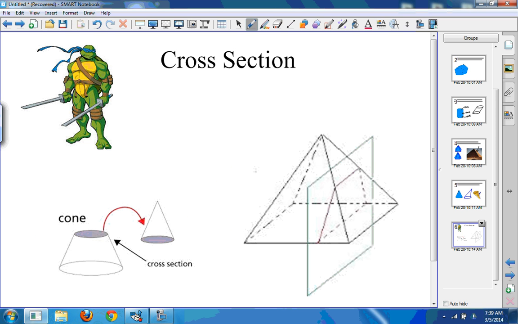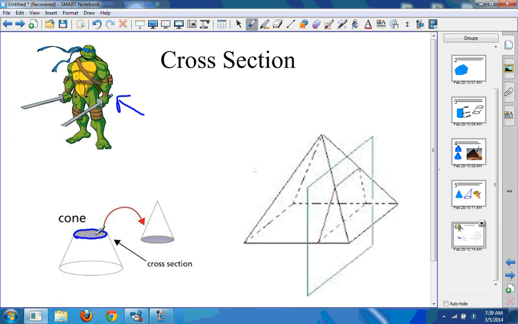The last thing I want to talk about is cross sections. Imagine my friend, the Teenage Mutant Ninja Turtle over here, Leonardo, taking his samurai swords and chopping a shape like this cone here right in half. We call what shape it makes right here a cross section. In this case, if I chop a cone like that, it's going to make a circular shape, right? Or maybe an oval shape.